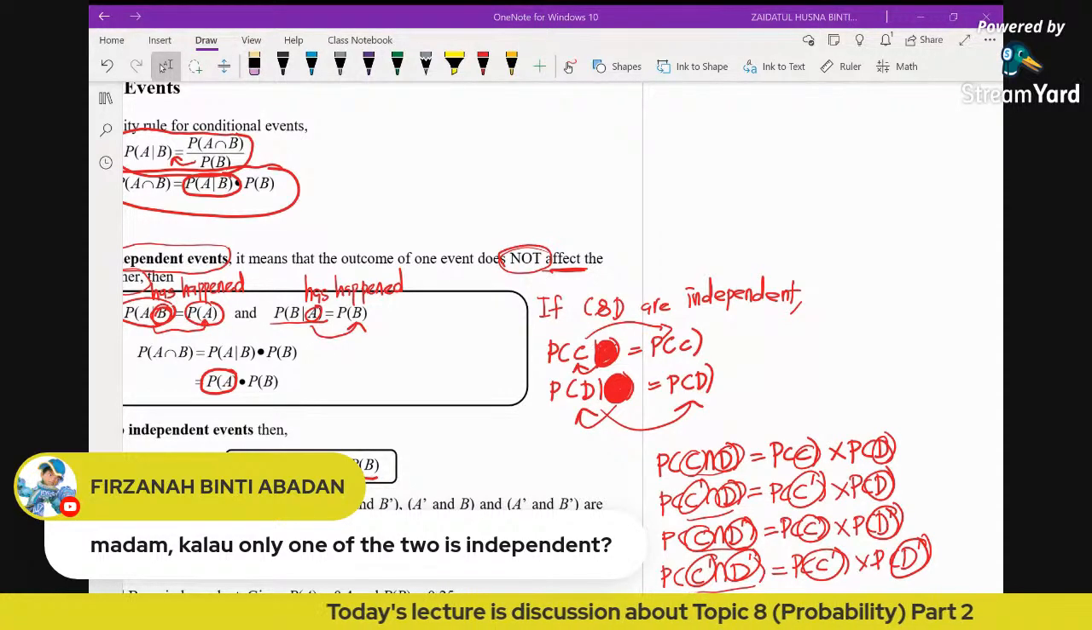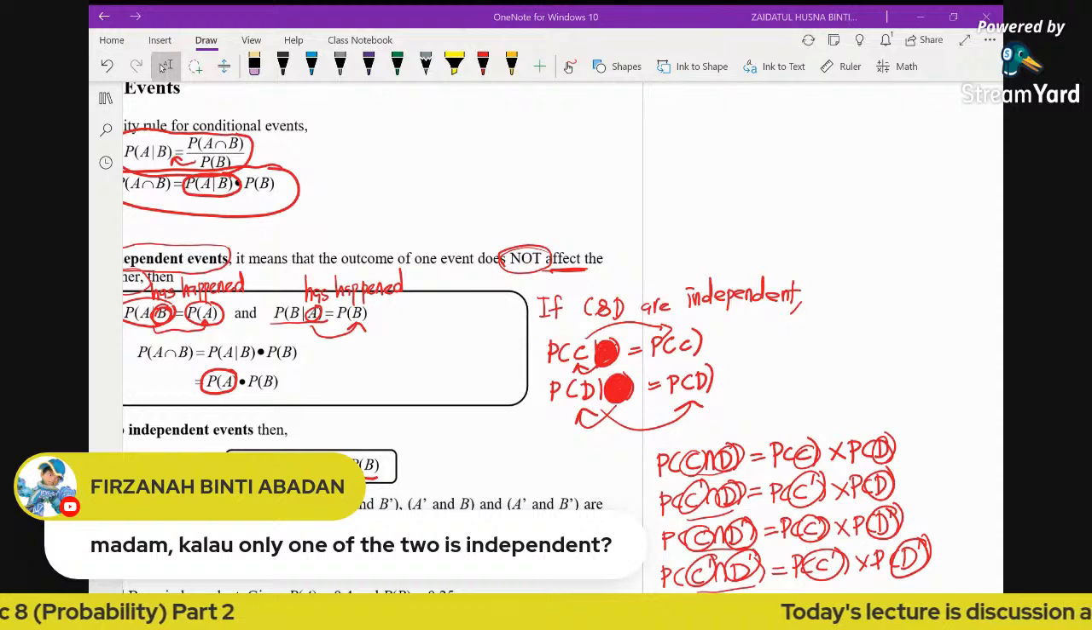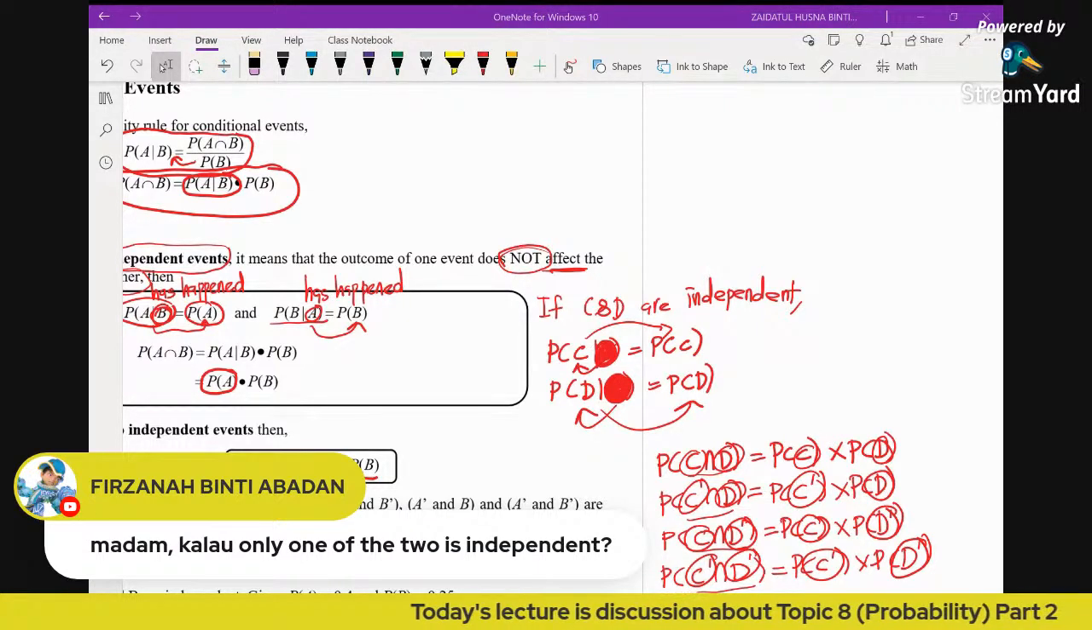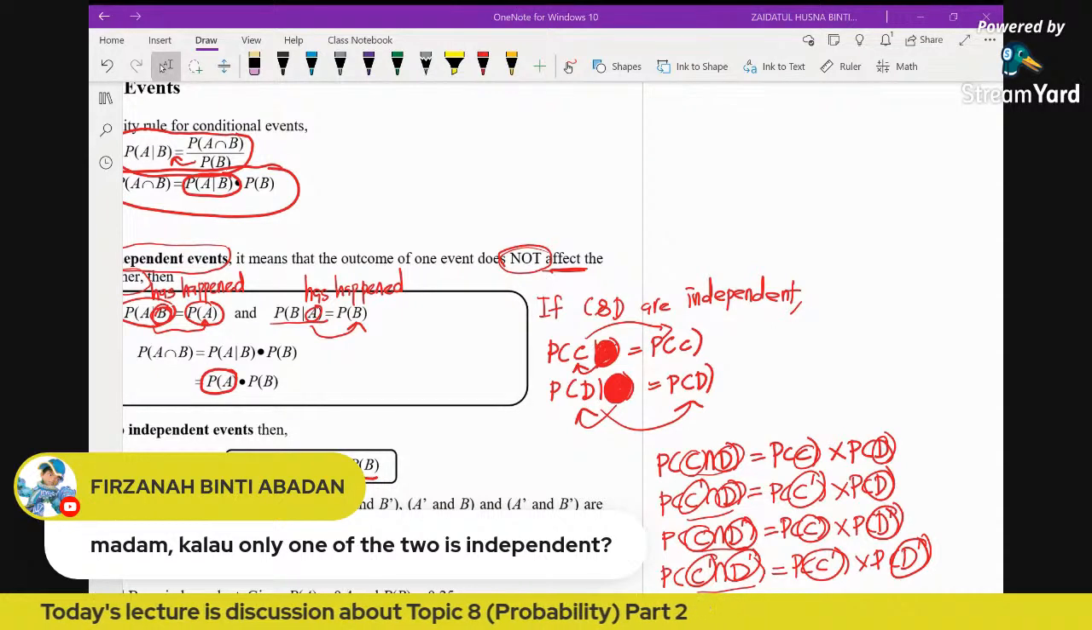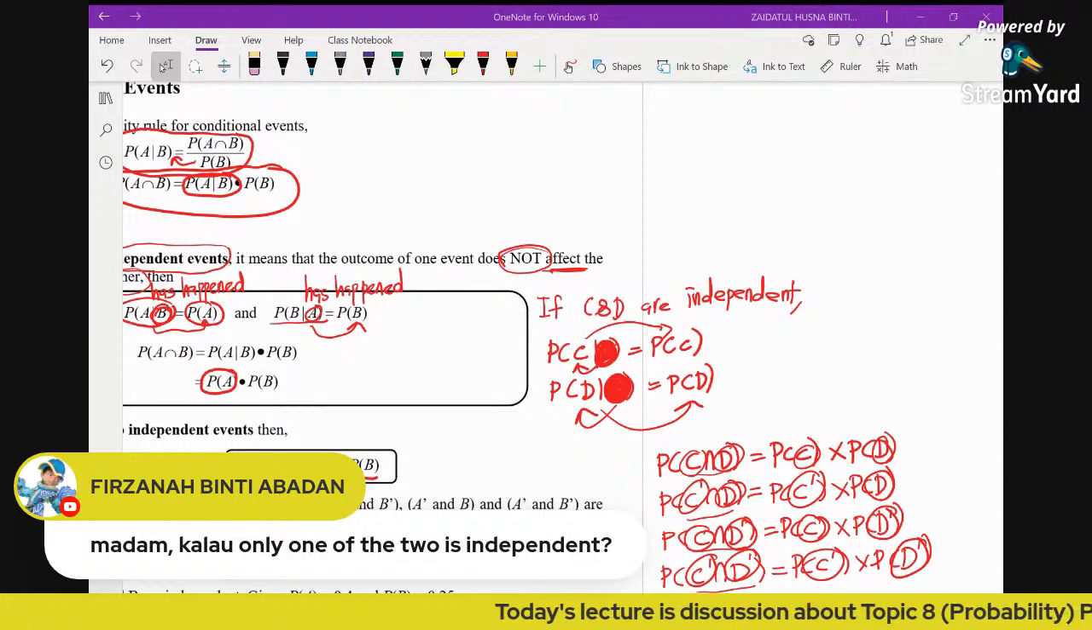I mean, if A is not dependent on B, so indirectly B will not be dependent on A either. It is mutual. The independence is based on the two events. It can't be that only one of them is not dependent. So if A is independent, for sure B will also be independent. I hope that explains it.